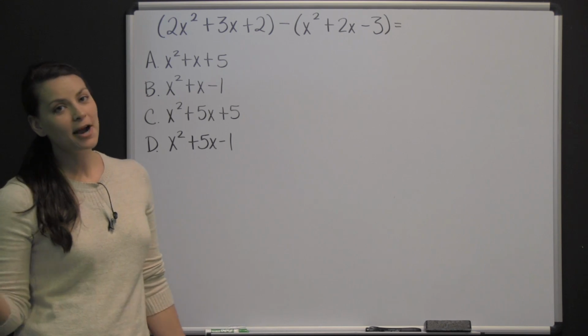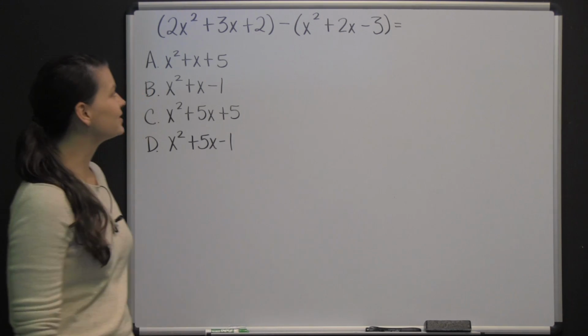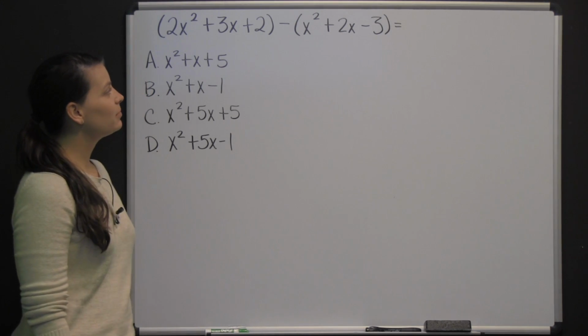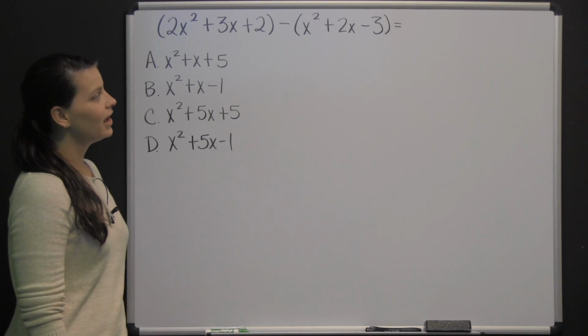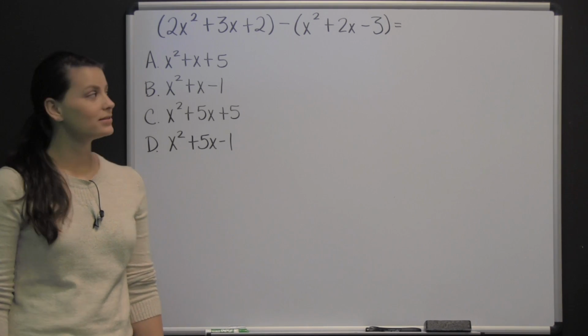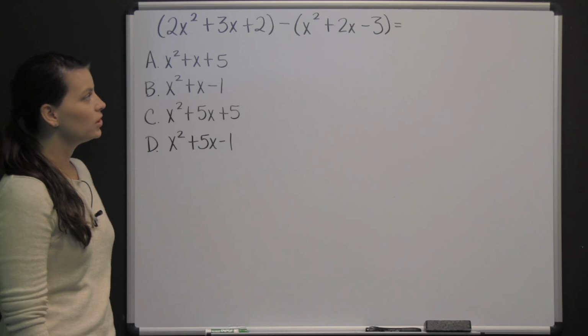Here is the type of question you will encounter on the TSI test. It's a TSI practice question. So let's practice it. 2x squared plus 3x plus 2 minus the quantity x squared plus 2x minus 3.